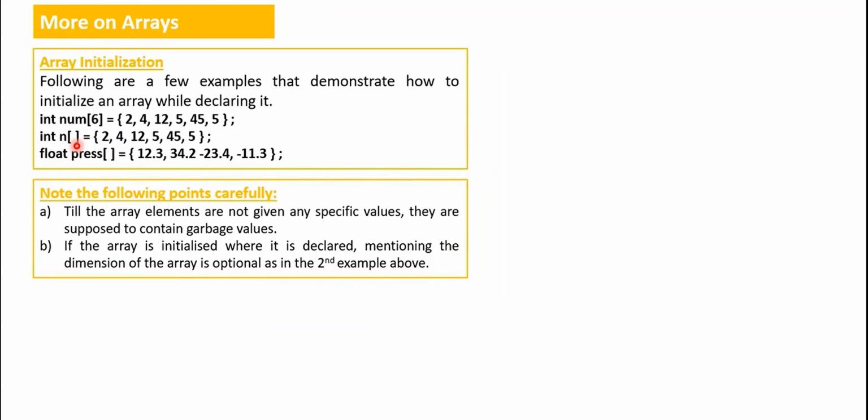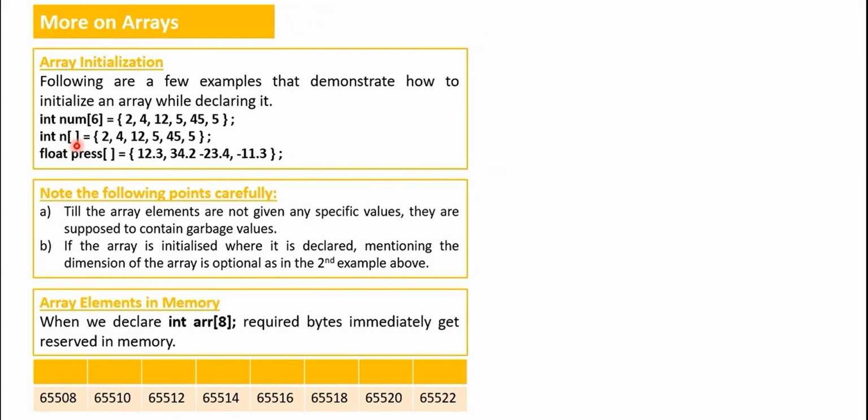Next thing is array elements in memory. Whenever we declare an array with size, the required bytes immediately get reserved in memory, as shown here in the tabular method. Suppose we have defined an int array of size 8, and let's suppose this is the starting address for this array, then the corresponding 8 bytes of memory will be reserved for this particular array.